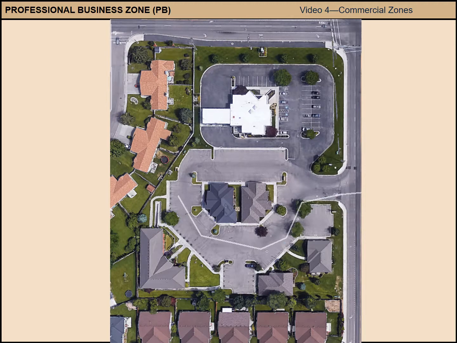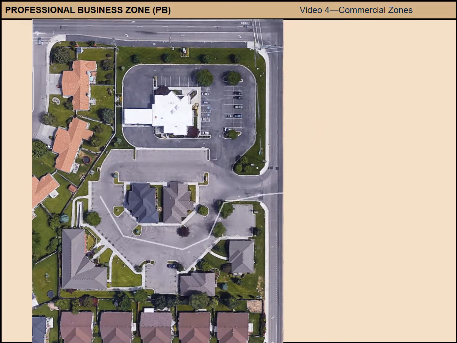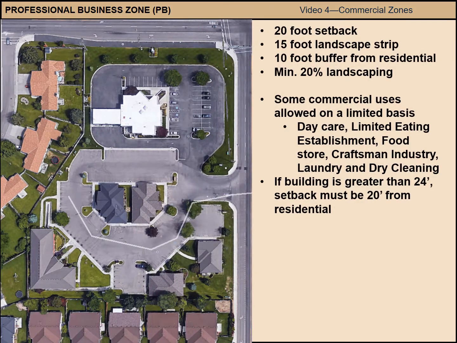The professional business or PB zone standards are basically the same in terms of setbacks, building heights, and landscaping. The main difference is in the allowed uses. We combined PB with the medical services zone, which allowed things like small restaurants and retail shops, with the idea being that in medical centers, people who are there a little bit longer term and visiting family need access to those services.